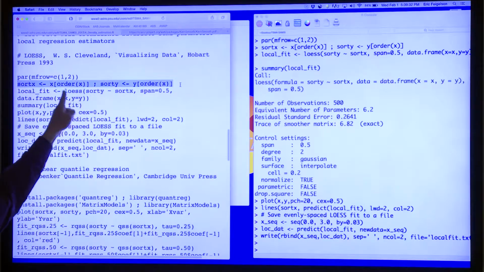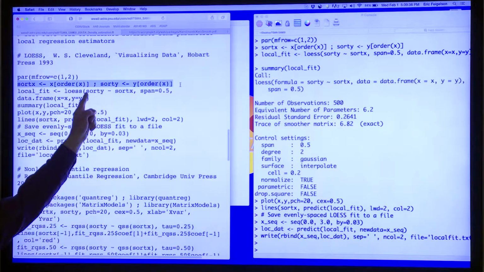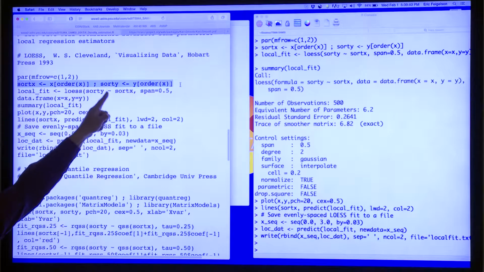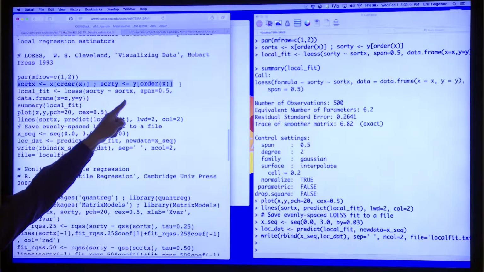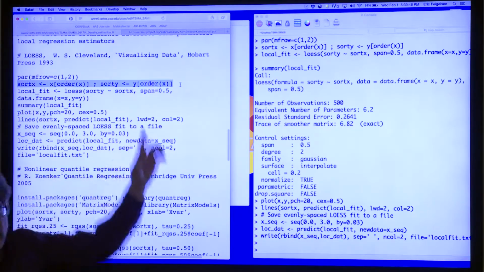And then Lowess happens to like the data already sorted in the X variable. And then it uses a formula, what's called formula in R. That's the tilde. So the Y is now a function of X. And this span is like the H. It's like the bandwidth. You just have to make it up.